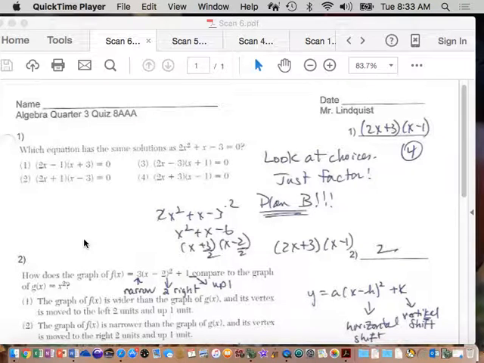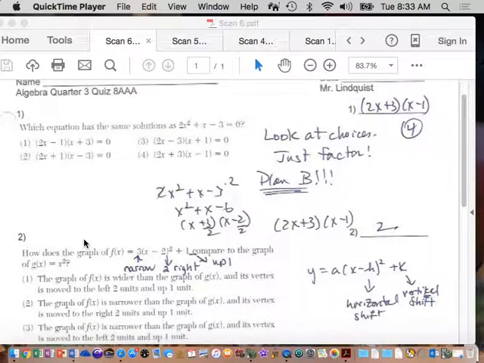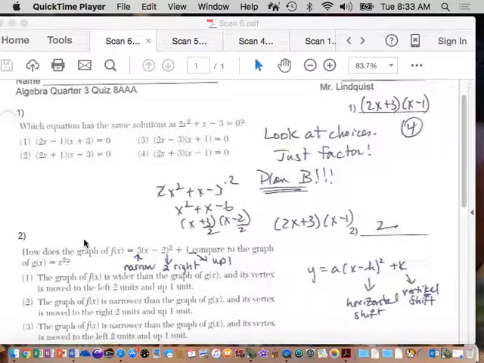Look at our first question as we go through our quiz. Grades were all over the place. Every possible grade was received on the course of the quiz today. So let's make sure that we understand where we might have made mistakes. Which equation has the same solution as 2x squared plus x minus 3 equals 0?